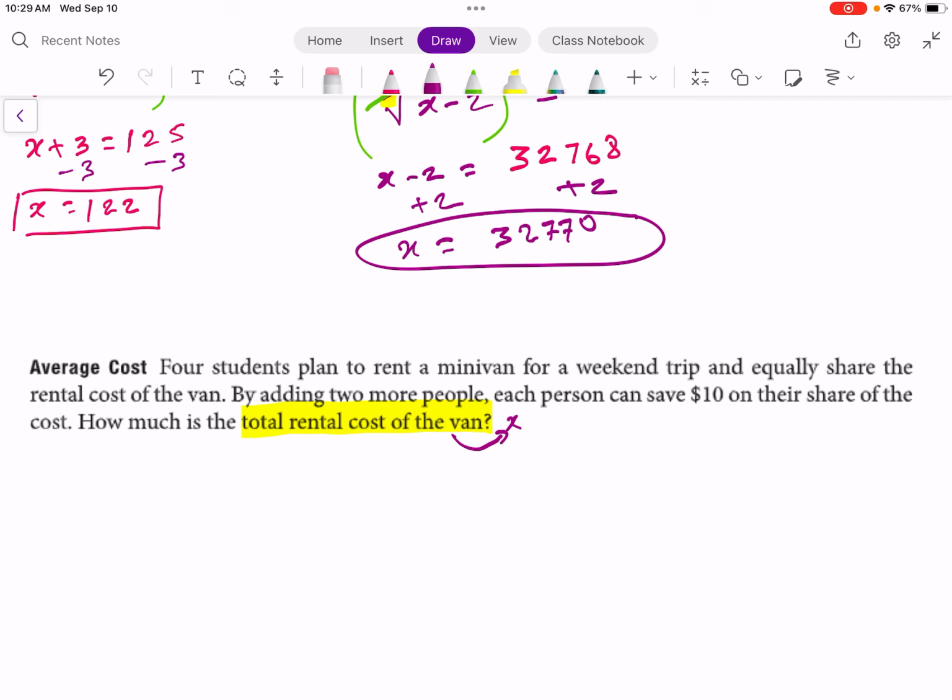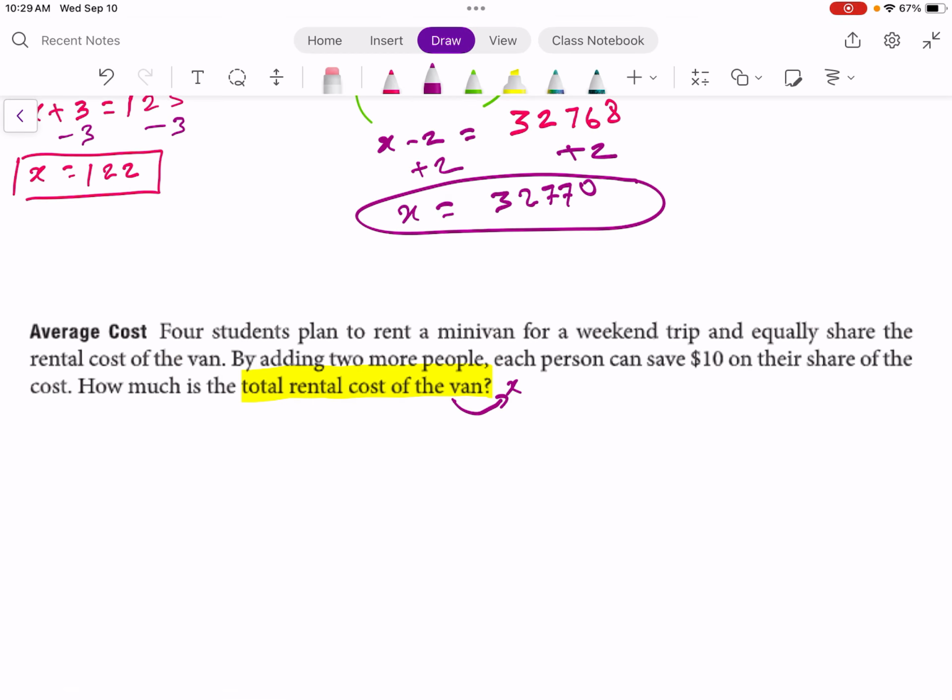Like, okay, now let's take a number. For example, if $100 is the total cost and you are 4 in a group, how do you find how much each of you pay? You divide 100 by 4, you get 25, and you pay 25 each, right? Now in this case, we have x as a rental cost. So when you are 4, each of you pay x divided by 4, okay?